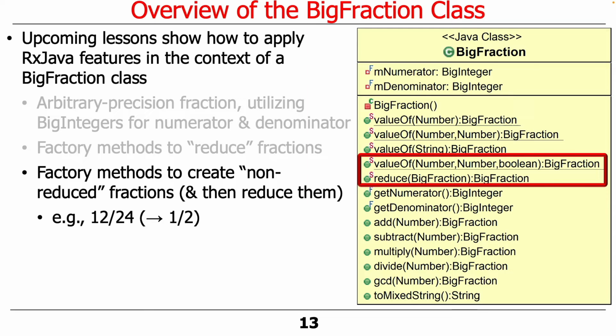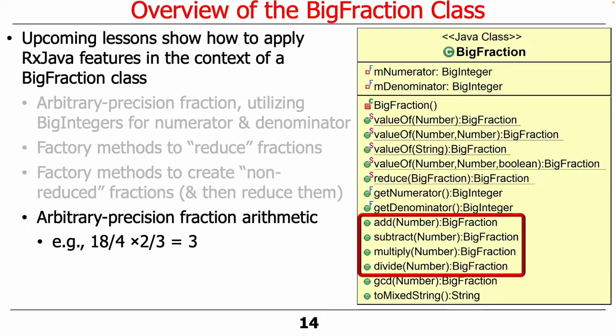There are also factory methods that create non-reduced fractions, and then factory methods that reduce them. So if you create one and say, I don't want to reduce this one yet, and I'll explain why you wouldn't want to reduce one necessarily, you can create an unreduced BigFraction, and then later you can reduce it. The main reason you'd want to do that is if the reduction takes a while, because a very large BigFraction will take a while to reduce. You might want to do that off the main thread, in the background somewhere, so you can take advantage of cores. The other things you can do with BigFractions is perform arithmetic: you can multiply them together, add, subtract, divide, and so on.